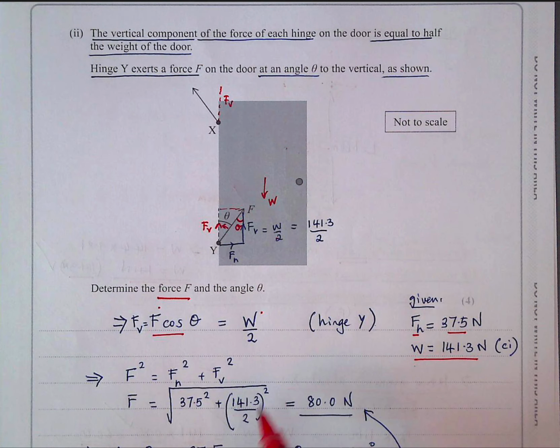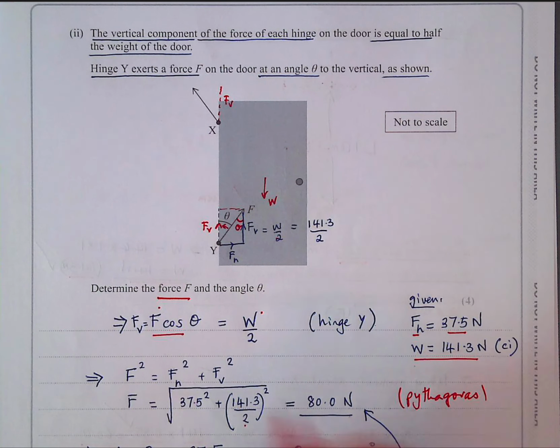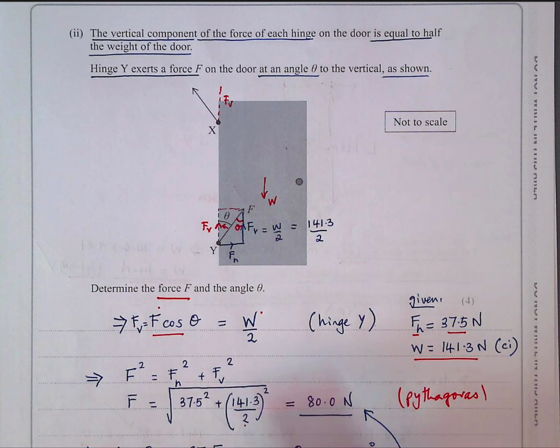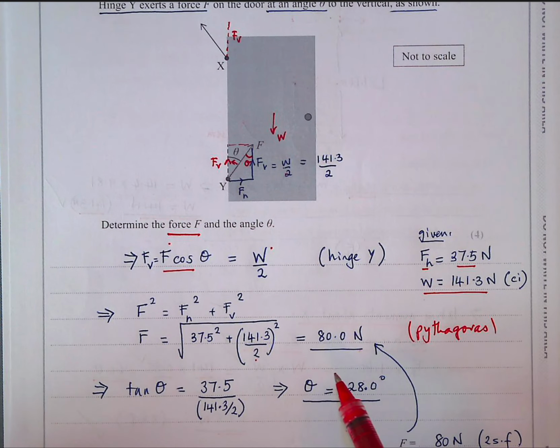Yes, so this is where we're getting that value from. We know F vertical from here. I should have put the values in for you, but that's what it becomes, 141.3 divided by 2. You'll have to try and do that yourself. So this is Pythagoras, two sides of the right angled triangle. FV squared plus FH squared must be equal to F squared. We know FH squared and we know FV squared now from the angle, 141.3 divided by 2. Square them all, you get 80 newtons exactly.